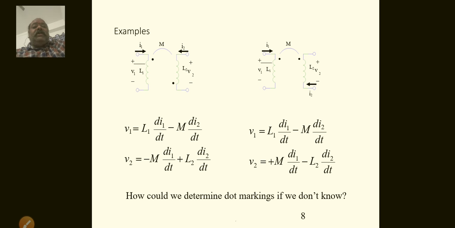And coming to the two inductances, V2 is opposite, so minus M dI1 by dt plus L2 dI2 by dt. But here we take V1 equal to L1 dI1 by dt minus M dI2 by dt, right, and V2 equal to plus M dI1 by dt minus L2 dI2 by dt. Just observe the directions here: the I2 direction is negative here, here it is positive, both are positive but the dot is negative.